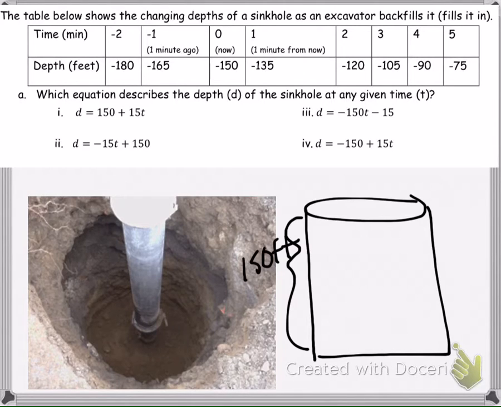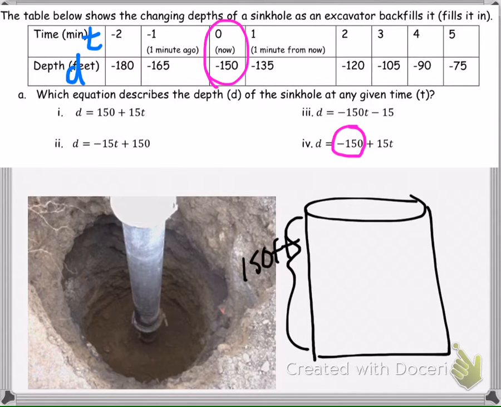Okay, so it says to use T for time, and it says the depth is D. So we know that when we write an equation in slope-intercept form, this number right here, when the time is 0 and the depth is -150, is the vertical intercept. So this number needs to be -150, the constant. So just by knowing that and thinking about it, it has to be this equation here.